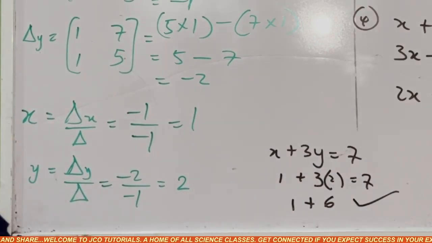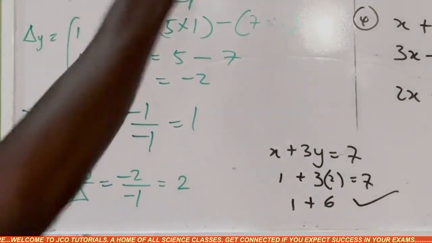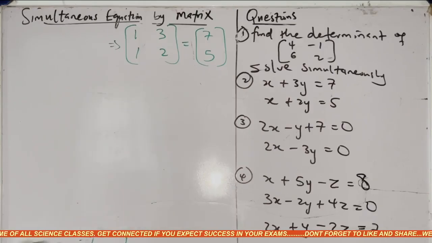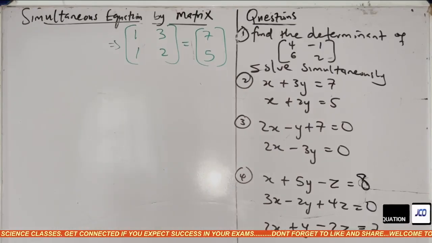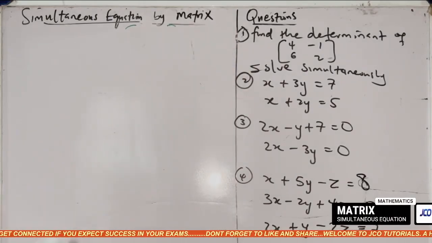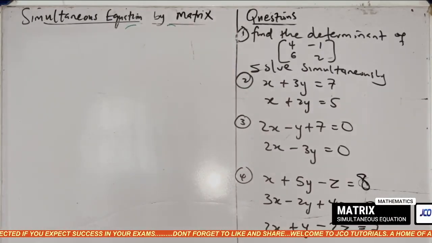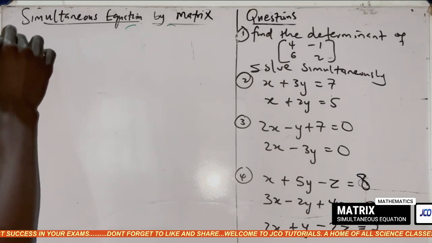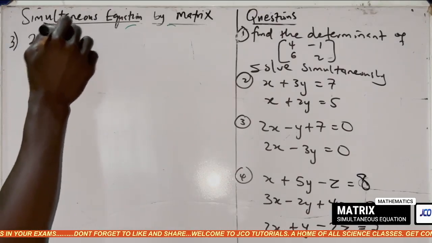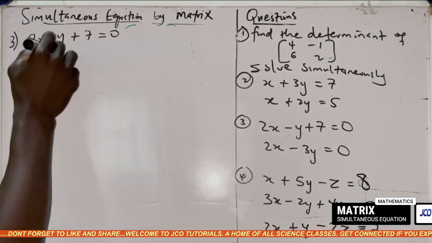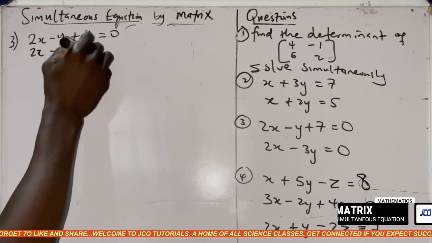So moving on now to question 3 there. It says 2x minus y plus 7 equals 0. So please watch it. Question 3 there says 2x minus y plus 7 equal to 0. Then 2x minus 3y equal to 0.